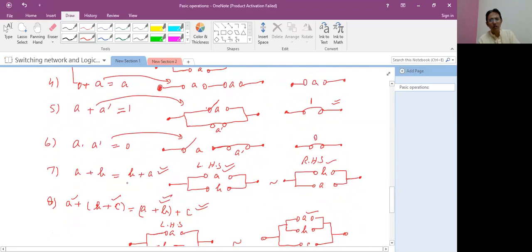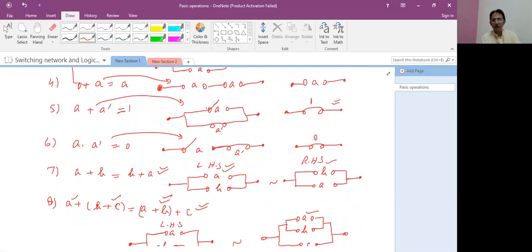Now the commutative law with respect to addition: A plus B is equal to B plus A. It will be shown in parallel form only. So A plus B is equivalent to B plus A. When we consider the first circuit as B and then add the second circuit, or add circuit A with circuit B, they are equivalent.